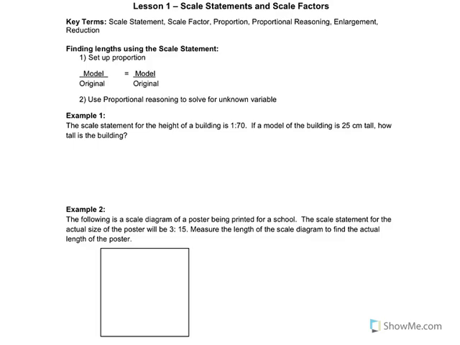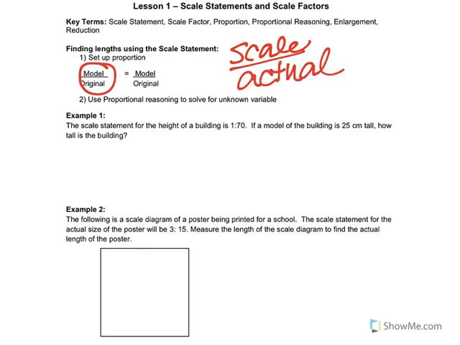Lesson 1, Scale Statements and Scale Factor. So what a scale statement is, it's a way of describing the proportion made between an original size of something and a scale of it, a model of it, something either bigger or smaller than it. So we use this idea of model over original, or we can think of it as the scale over the actual. That's what we're trying to think about.